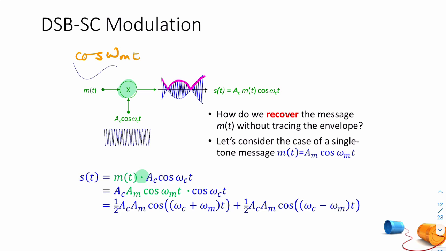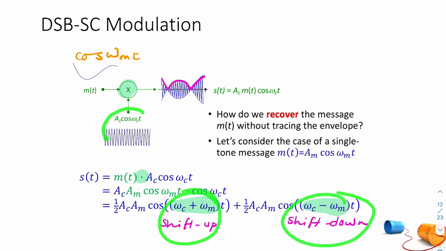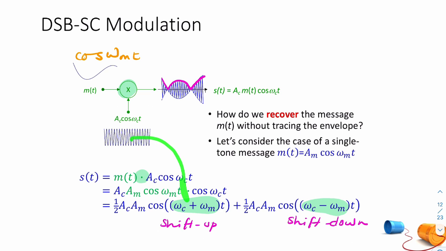Now remember, when you multiply two cosines, you end up with a sum term and a difference term. And this is what we mean by the shift up and the shift down. And remember, the Fourier transform modulation property, or the frequency shift property, this is it. When you multiply by a cosine, you end up shifting the frequency up and down.